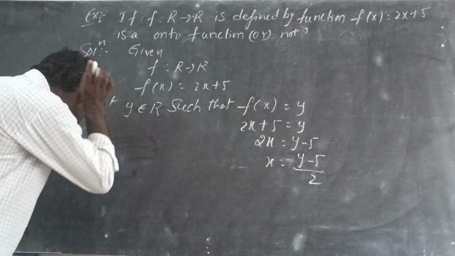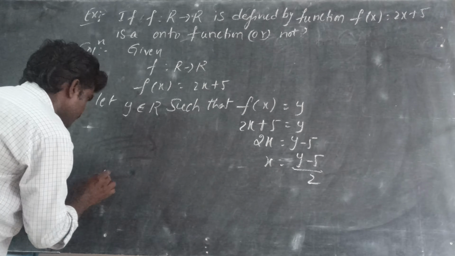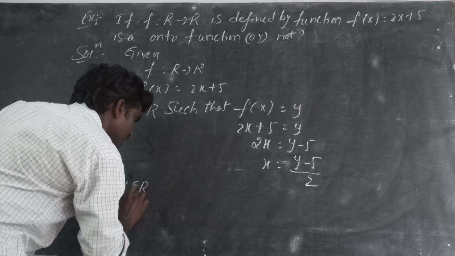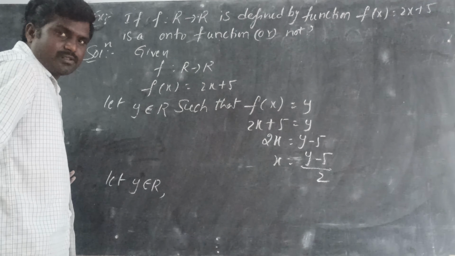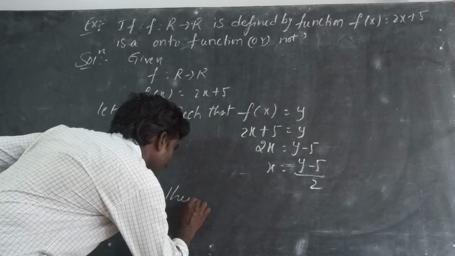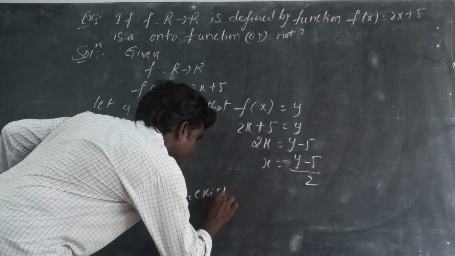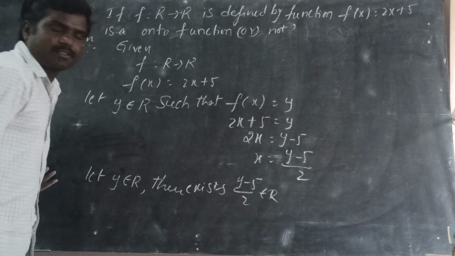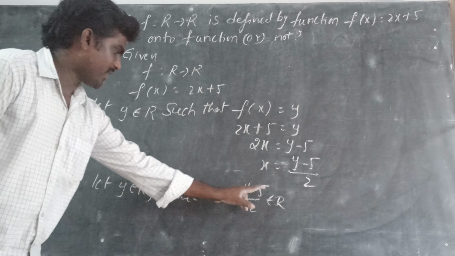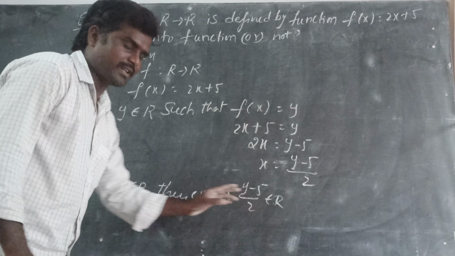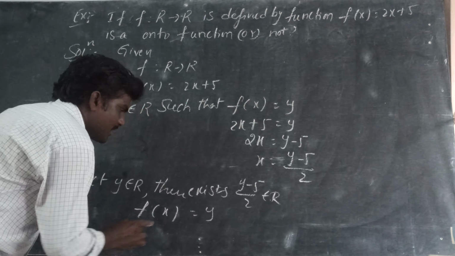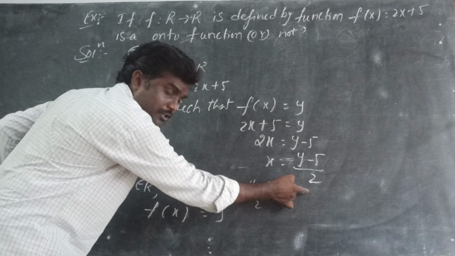So here, let y belong to R. There exists y minus 5 by 2, which also belongs to R. So here, f of x is equal to y, which we want. So what is the x here? y minus 5 by 2.